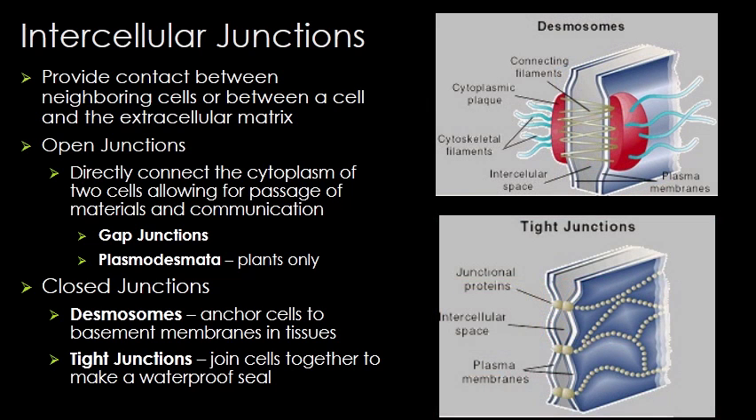The closed junctions are different. There's no opening here. The desmosome is going to be like a cellular rivet. It's going to link cells, is going to provide a connection between the intermediate filaments of the cell cytoskeletons, and it's going to give strength to your tissues.